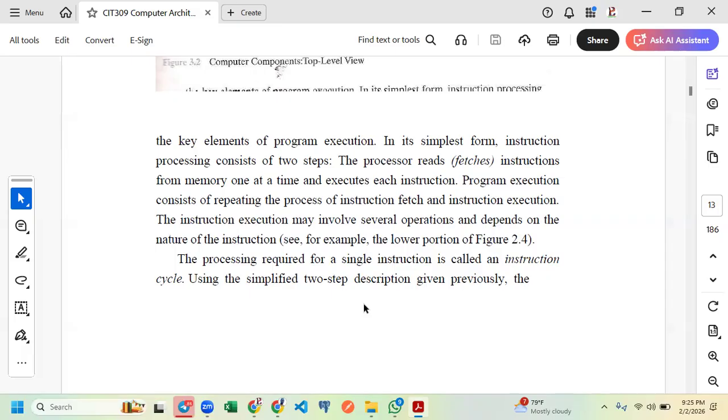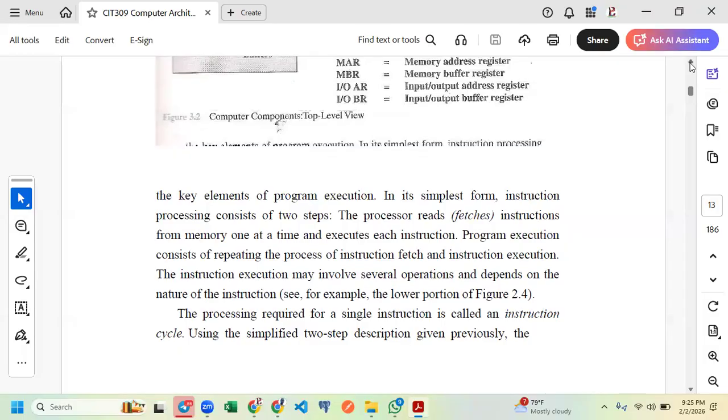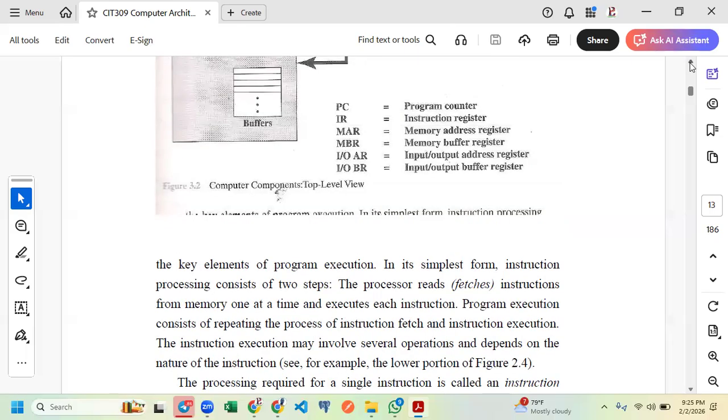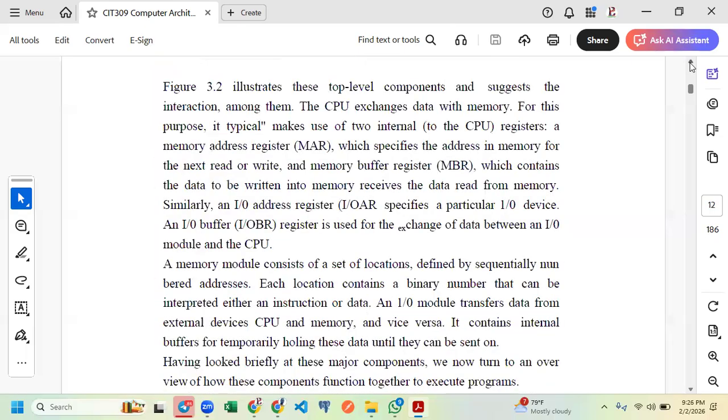From memory. When we are talking about which of your components is it? The address register. Okay, the address register. Your address register, if you followed what we read above here, they were talking about the way it operates, especially when we got to the memory module. We say it consists of a set of locations.